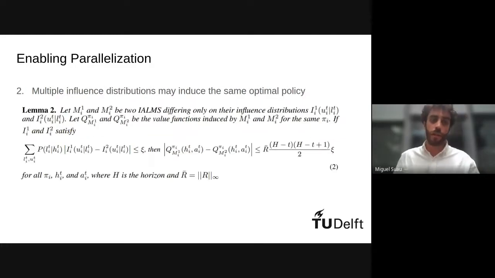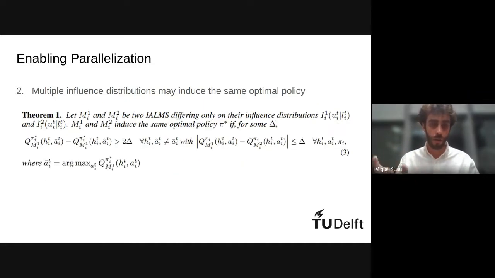So this is the first observation, and the second observation is that multiple influence distributions may induce the same optimal policy. I'm not going to go through the details of this result, but essentially what we show is that the closer the influence distributions are to one another... So you can imagine that at the beginning I train my influence distributions, and then I start updating the policies. When I update the policies of the other agents, the influence distributions are going to start deviating from one another. So the true influence distribution and the influence distribution that I trained are going to start deviating. But it might be okay to let them deviate, because the optimal policy that I'll get will still be the same. Is this clear?